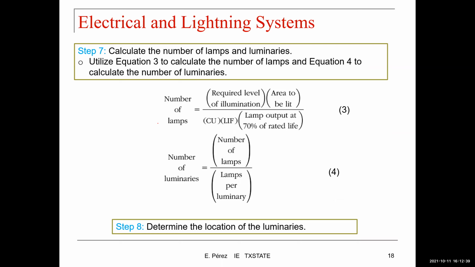If you find the number of lamps, then finding the number of luminaries is simple. You have to take into account the lamps per luminary, and you divide the number of lamps by the lamps per luminary.